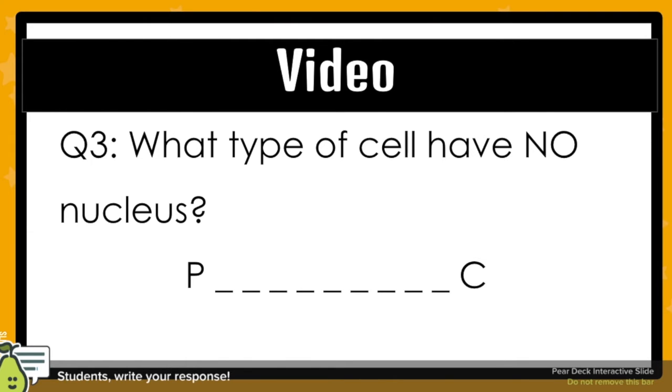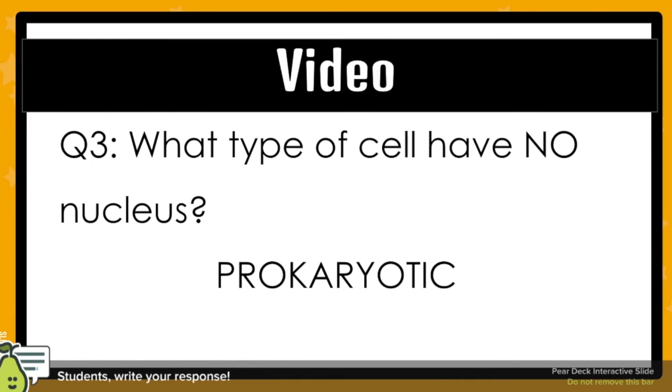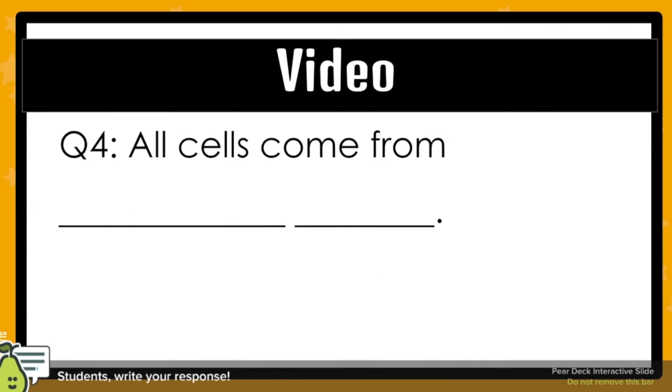Number 3. What type of cells have no nucleus? It starts with the letter P and ends with the letter C. Pause the video and think about it. The answer is prokaryotic. Pro meaning before. So prokaryotic cells, they are very simple cells that do not have a nucleus. Question 4. All cells come from blank and blank.